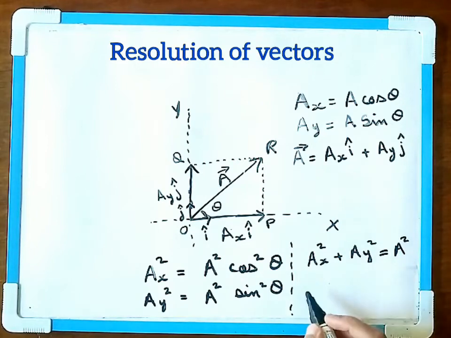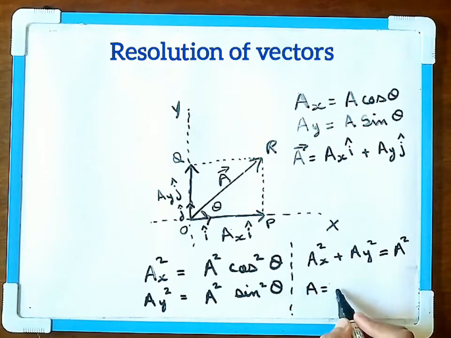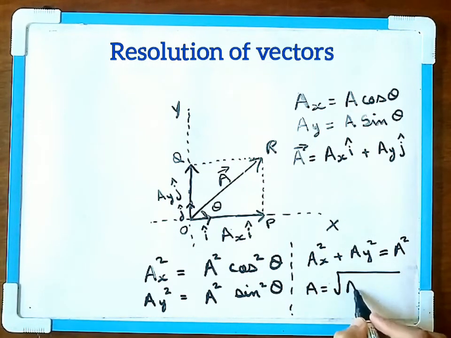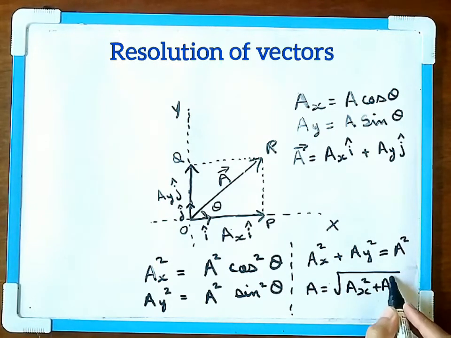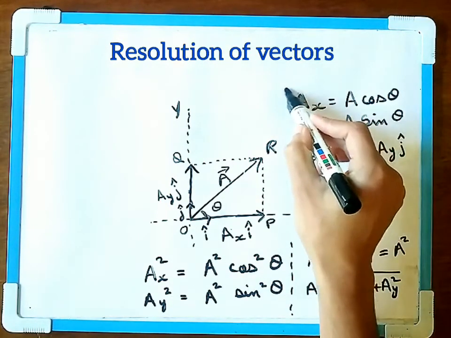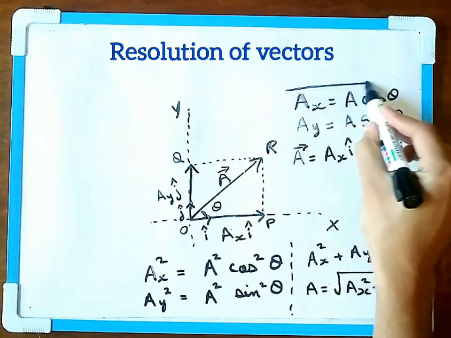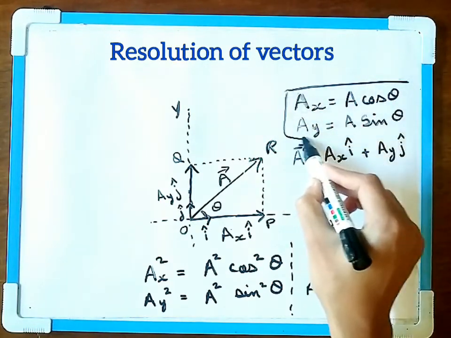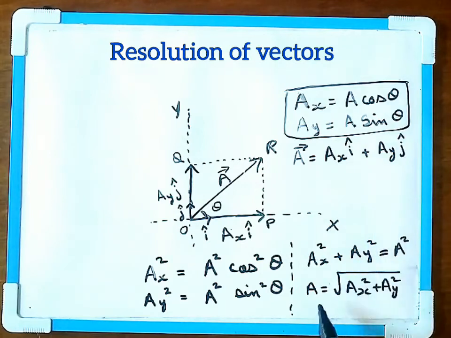So this A will now be equal to root over Ax square plus Ay square. So this is the magnitude of the vector A. You need to remember this formula in order to know the magnitude, and you'll get this one.